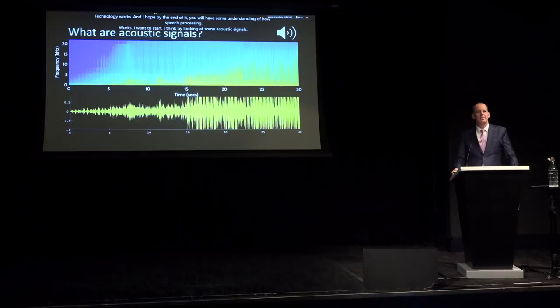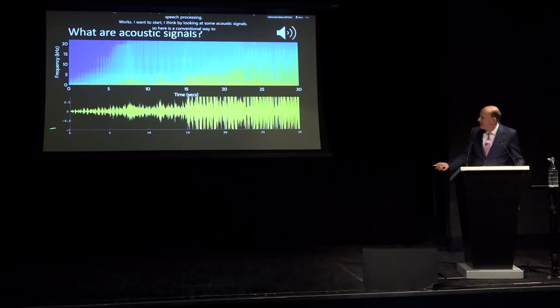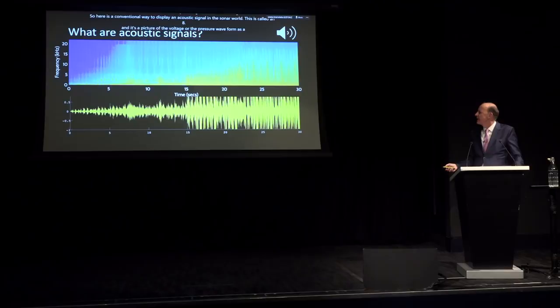So here is a conventional way to display an acoustic signal. In the sonar world, this is called an A-scan, and it's a picture of the voltage or the pressure waveform as a function of time, which is down here on the x-axis. And up here is a frequency representation known as a spectrogram, which I'm going to explain later on. And this is time along here, and what we've got up here is frequency.